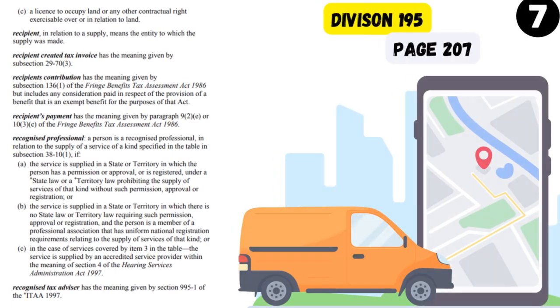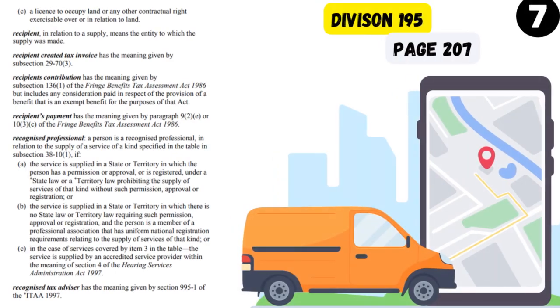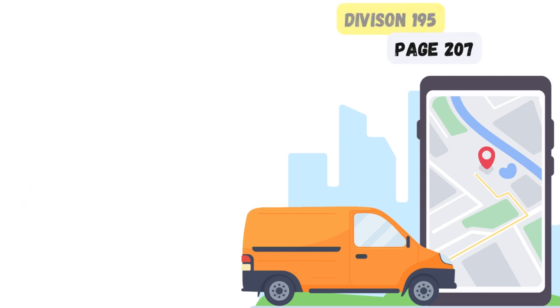Next page for this video. Page number 207, word number 53. Recipient. 54. Recipient created tax invoice. 55. Recipient's contribution. 56. Recipient's payment. 57. Recognized professional. 58. Recognized tax advisor.